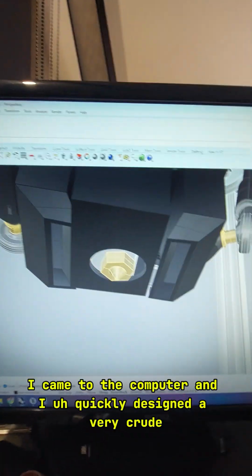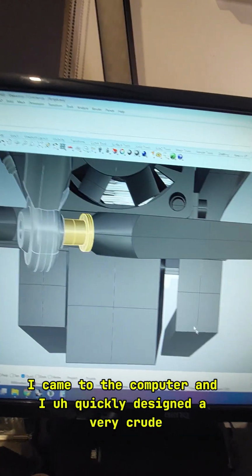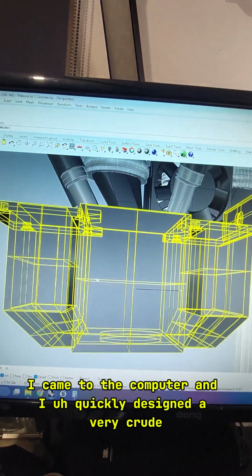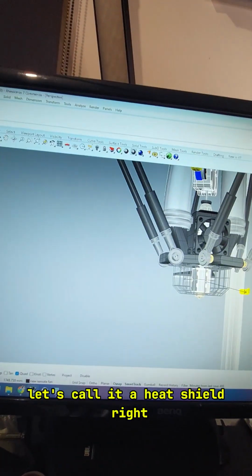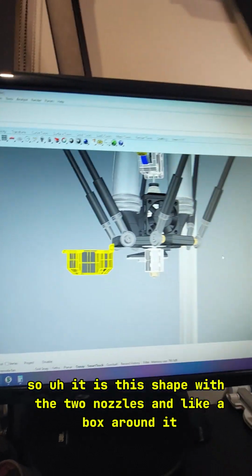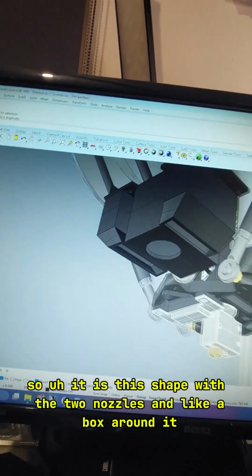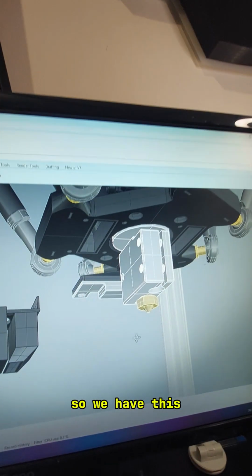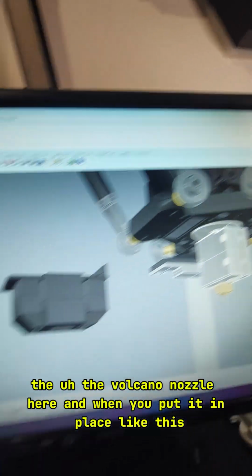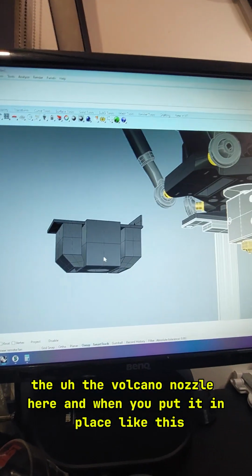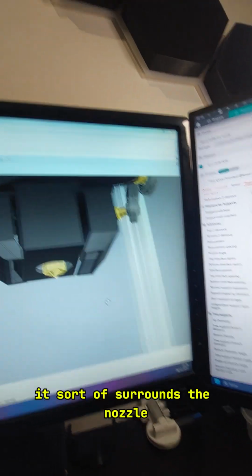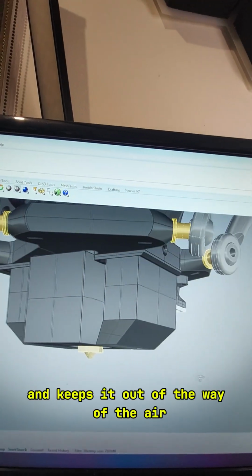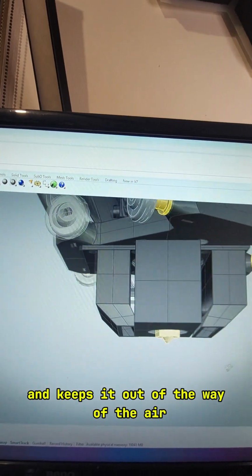Sorry for the chair. I came to the computer and I quickly designed a very crude, let's call it a heat shield, right? So, it is this shape with the two nozzles and like a box around it. So we have the volcano nozzle here, and when you put it in place like this, it sort of surrounds the nozzle and keeps it out of the way of the air.